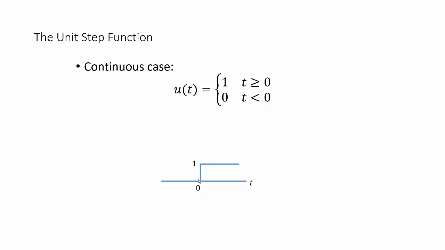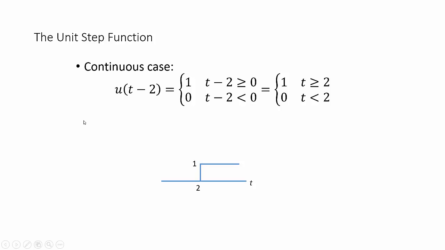The continuous case is defined equivalently using U to represent unit step. Our independent variable is now t, which is a continuous variable. It still takes on an amplitude of 1 when t is greater than or equal to 0, and an amplitude of 0 when t is less than 0. In this case, it's a continuous variable, so it's 0 for all these t less than 0, and it's 1 for all these t greater than or equal to 0.